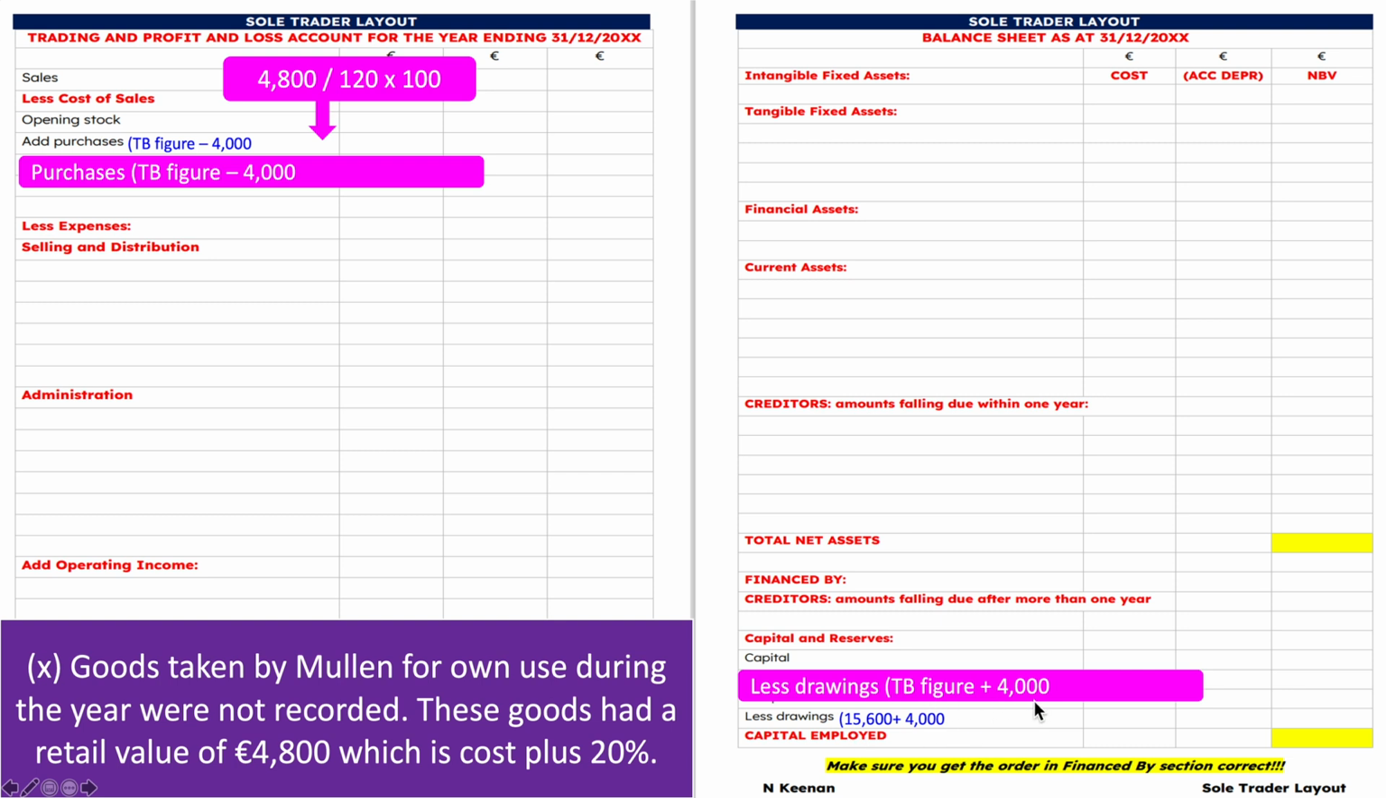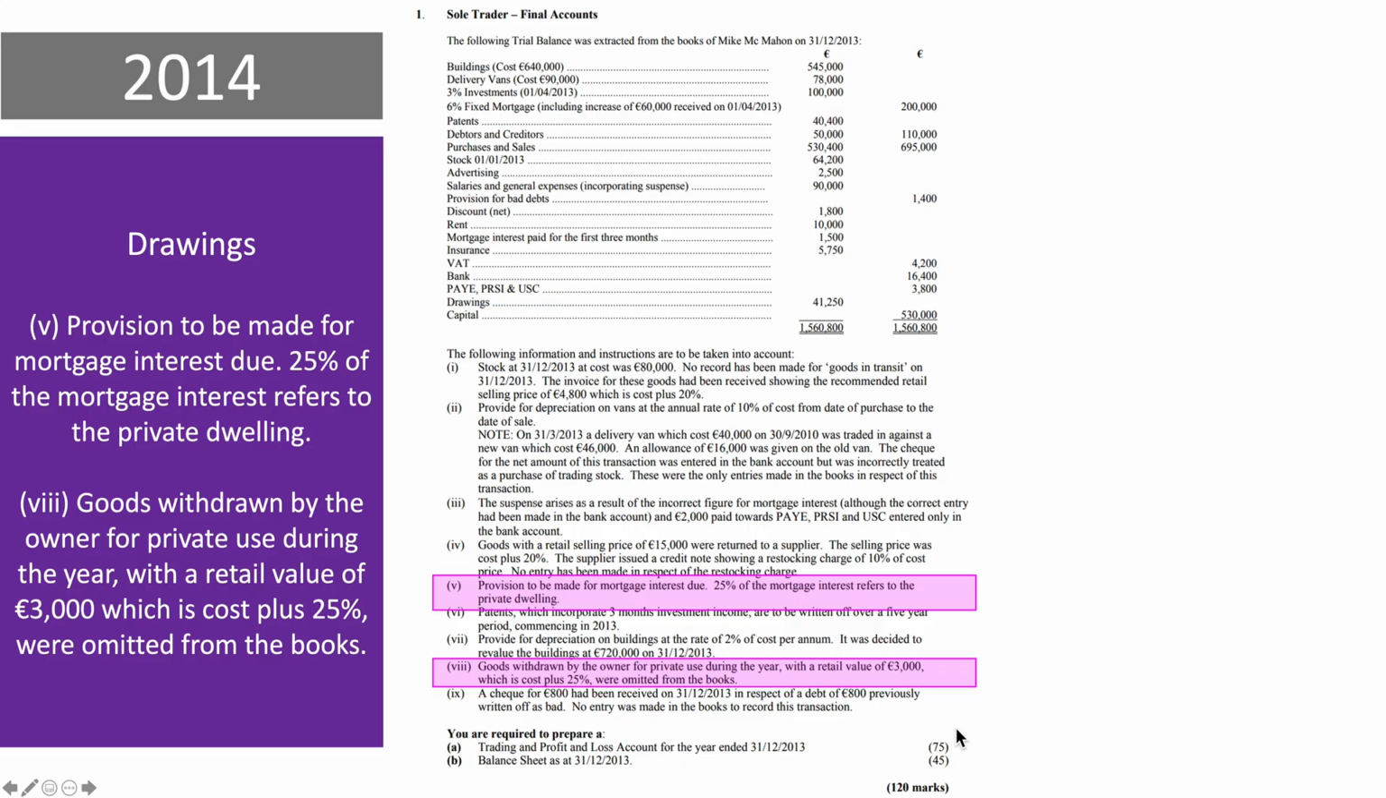So you just take the trial balance figure and add 4,000 there. And that's as simple as that. Minus 4,000 plus 4,000, and that's one entire adjustment done. You just need to know goods during the year is purchases, and then for own use, drawings.